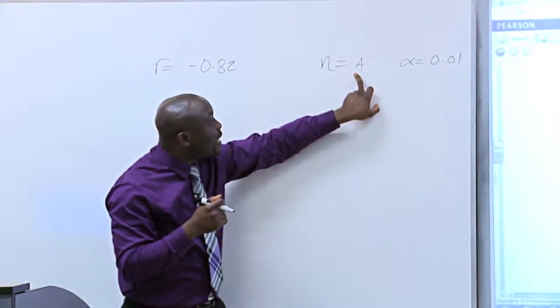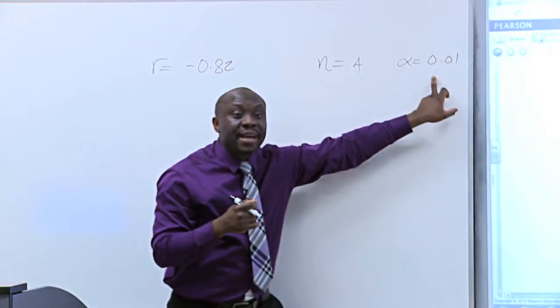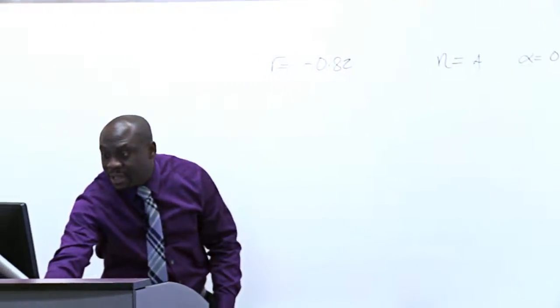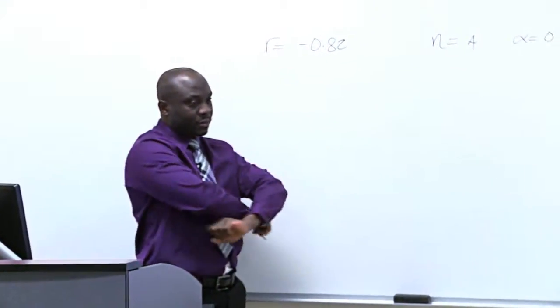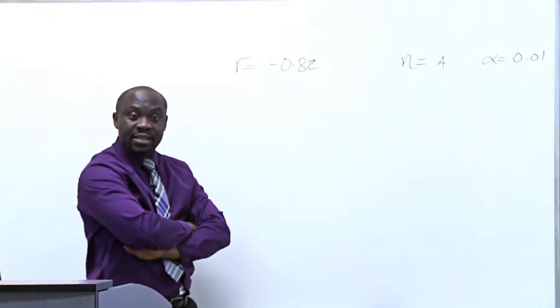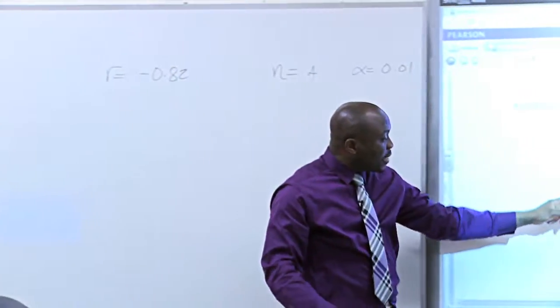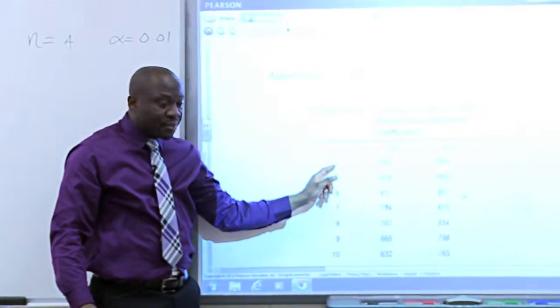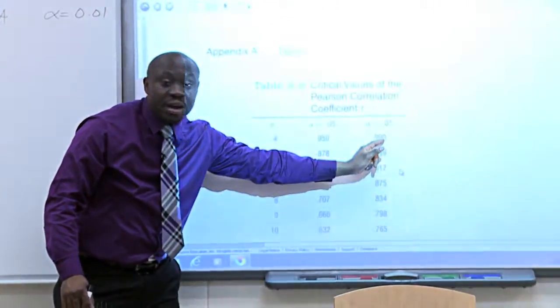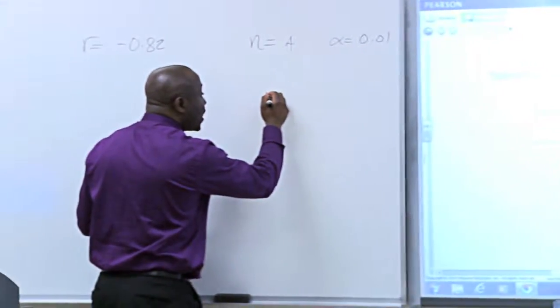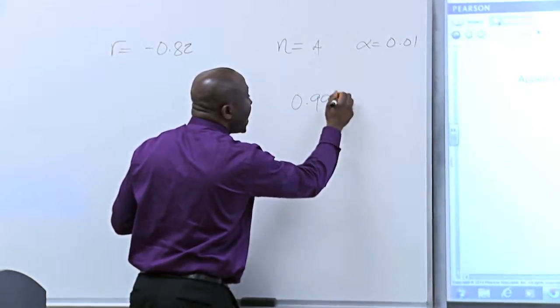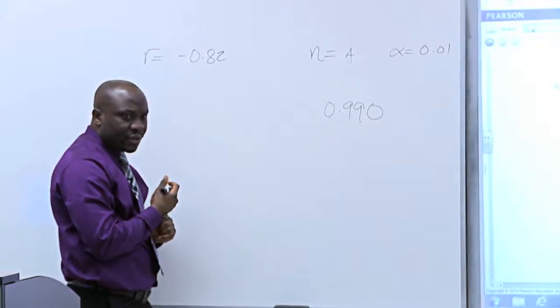So here N is 4, right? And alpha is 0.01. So you look at the table and tell me what the critical value is. 0.990. N is 4. Alpha is 0.01, so it's 0.990. So now this value, which is the critical value, 0.990. So far, so good?